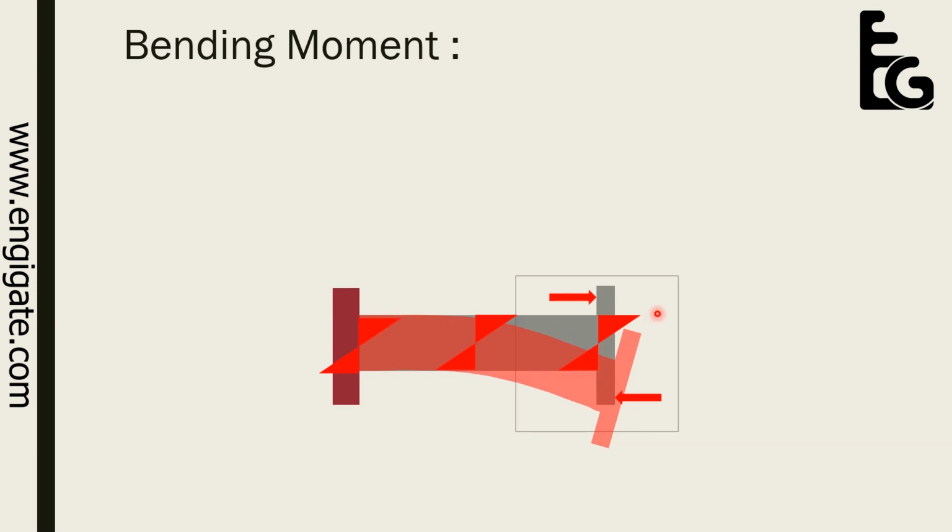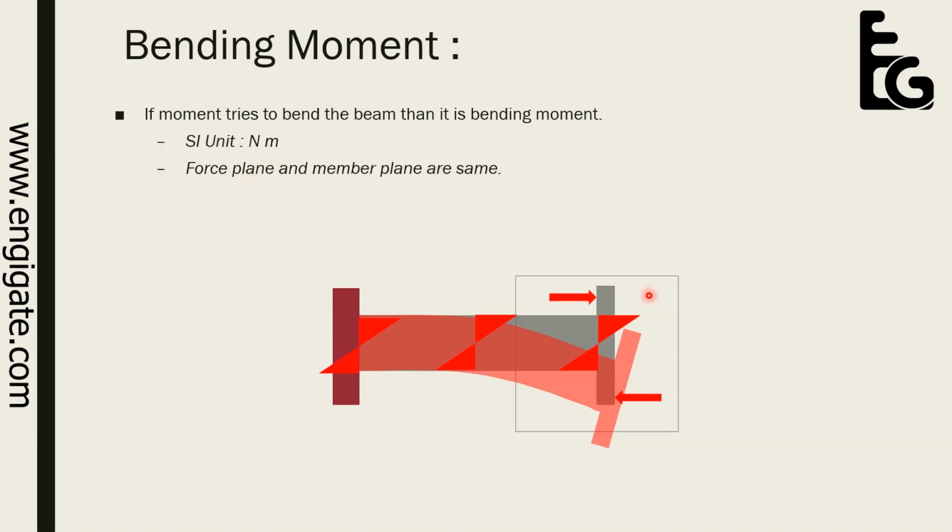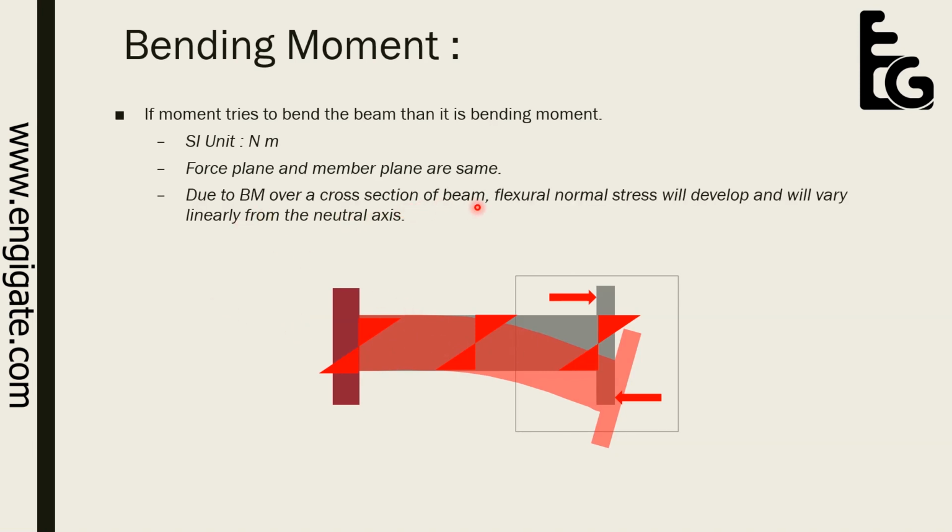Moment tries to bend the beam like this, it is called as bending moment. SI unit of bending moment is Newton into meter. Here force and member plane are same. Due to bending moment, normal stress is going to generate, which is called as flexural normal stress, and it will vary from 0 at neutral axis and maximum at upper and lower string.